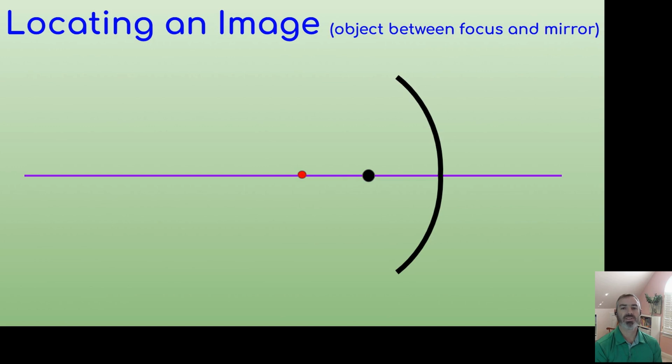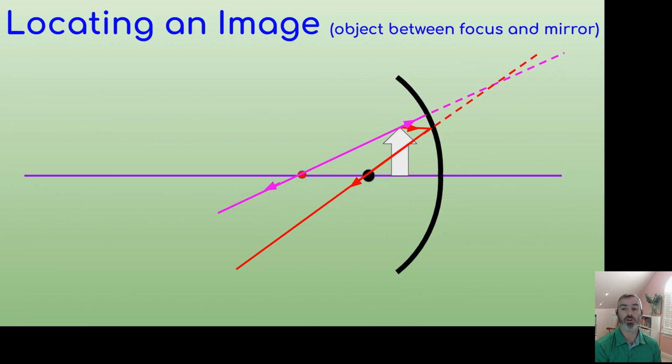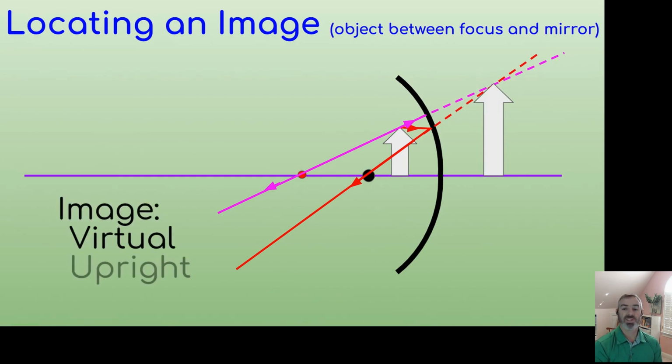Now, if the object is in between the focal length and the mirror, we can draw our ray diagram again, drawing those same two rays of light. We can see that those rays of light are not going to intersect on the side where a real image would form. So what we're going to do is extend those rays of light back behind the mirror so we can locate where our virtual image is going to form. So we can see that where the rays intersect, that image is virtual because we can see it in the mirror.